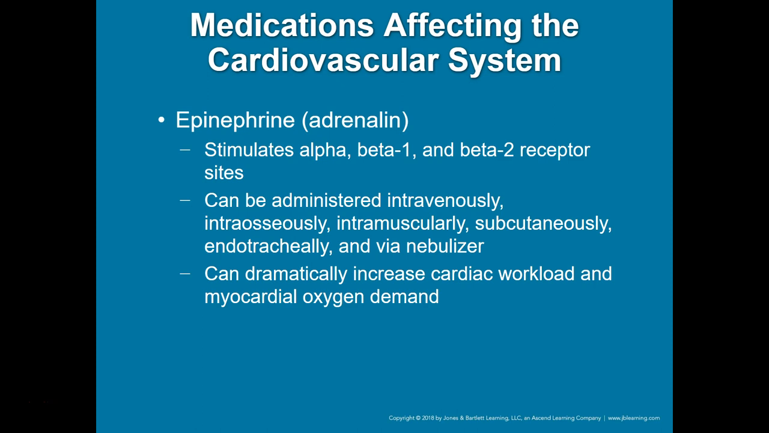Epinephrine stimulates alpha, beta 1, and beta 2. So alpha is our vasculature, it's going to cause vasoconstriction. Beta 1 is going to be our heart. It's going to stimulate that to beat harder, faster, stronger. Beta 2 is going to be our lungs. It's actually going to cause a bronchodilation. It can be administered IV, IO, IM, sub-Q, nebulized, endotracheally, however you want to give it. You want to give it based on what you're giving it for. Let me rephrase it. Can dramatically increase cardiac workload and myocardial oxygen demand.